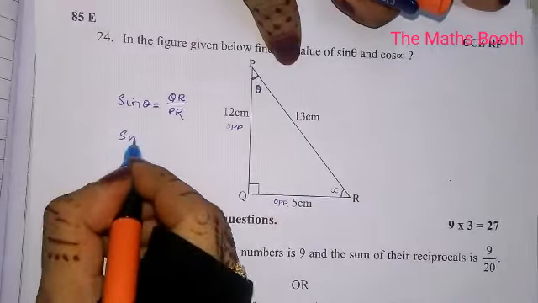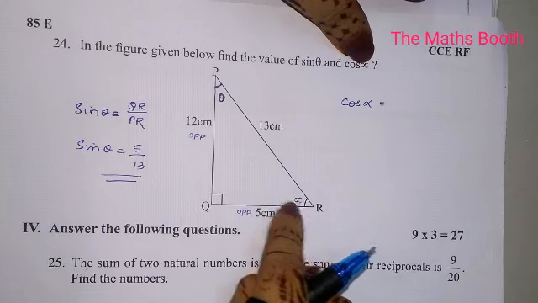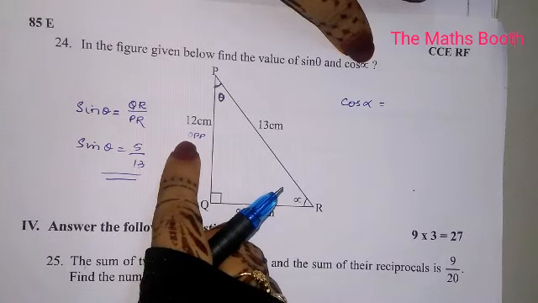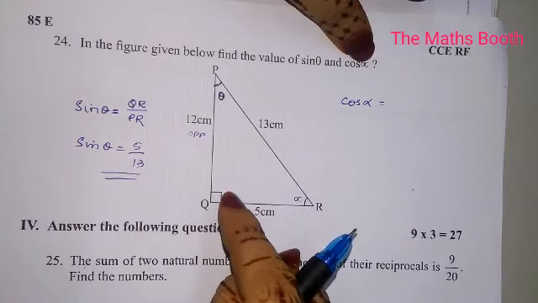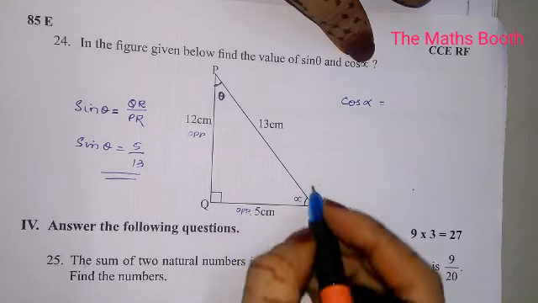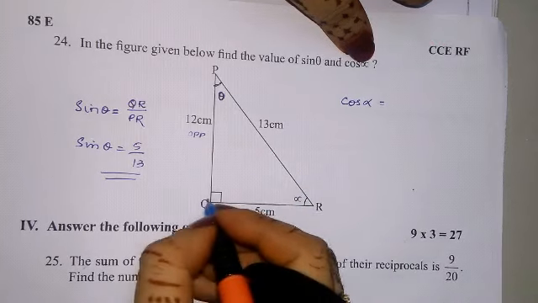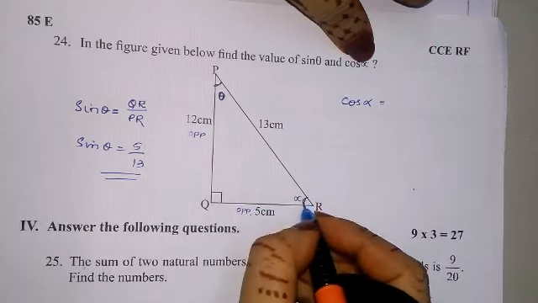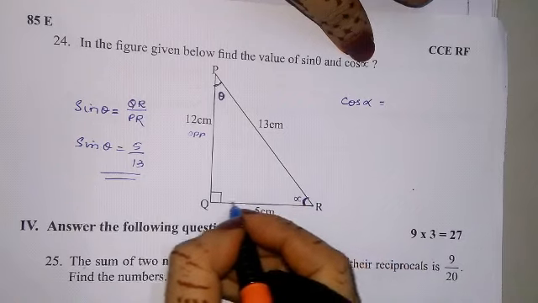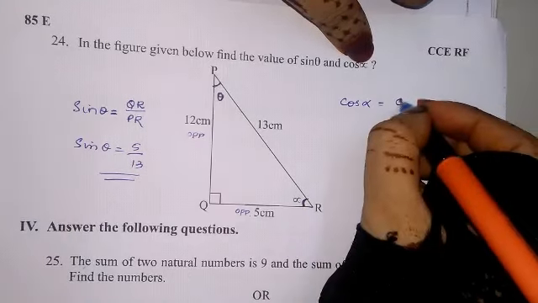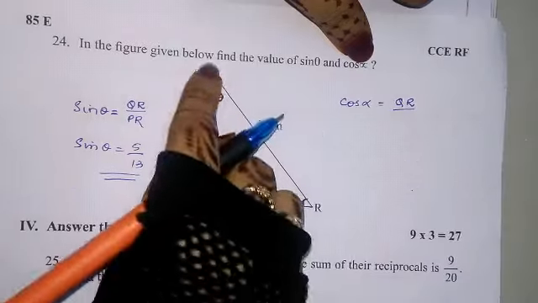Angle alpha is this side. If the angle is here, then this will be the opposite side. So cos is nothing but adjacent upon hypotenuse. We know cos is nothing but adjacent upon hypotenuse. So adjacent, this is the adjacent. Theta is this, angle is this. So the adjacent side is QR upon PR.